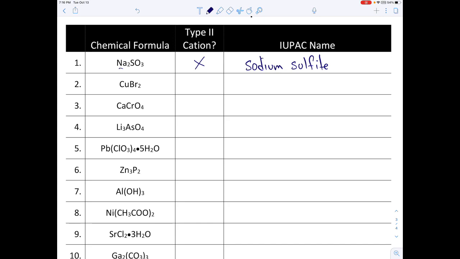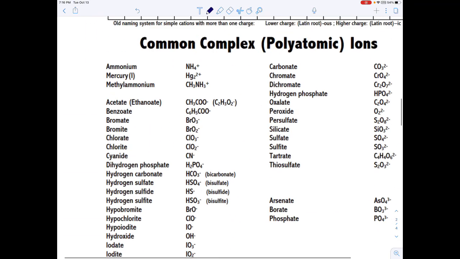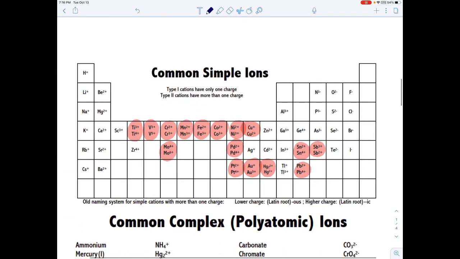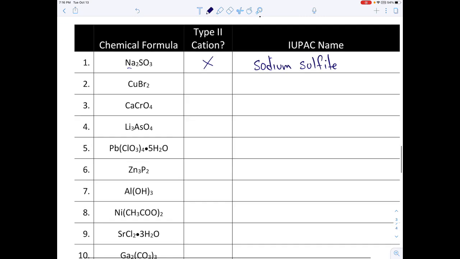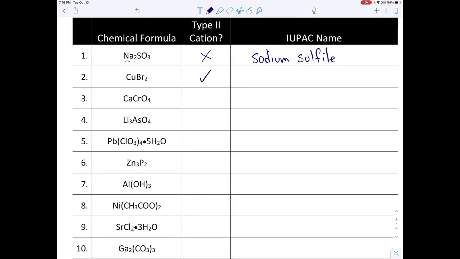The next guy starts with copper, and copper, I'm not going to do this all the time, but copper is one of the type 2 cations. It can be a 1 plus or it can be a 2 plus. Let's see what we have here. So this is a complex cation. Well, which one is it? Is it a 1 plus or a 2 plus?